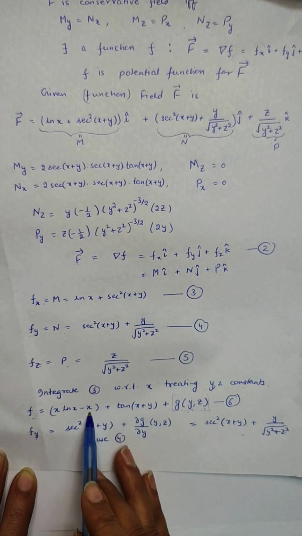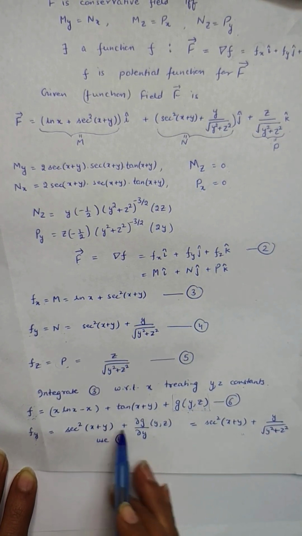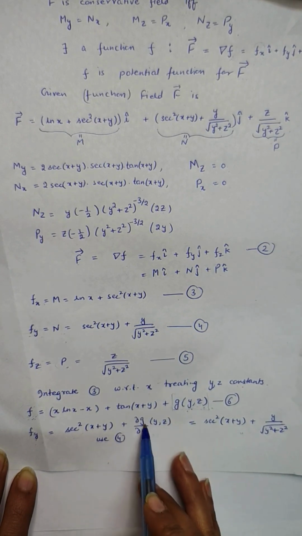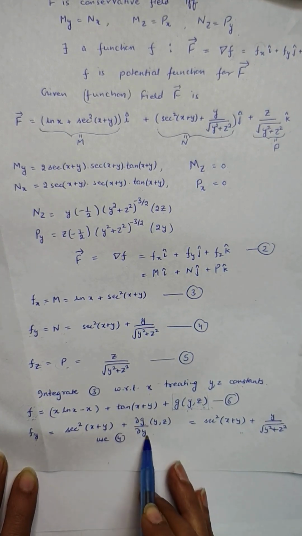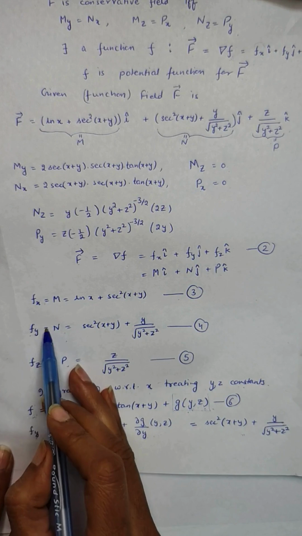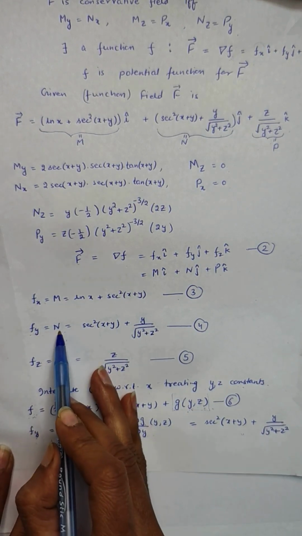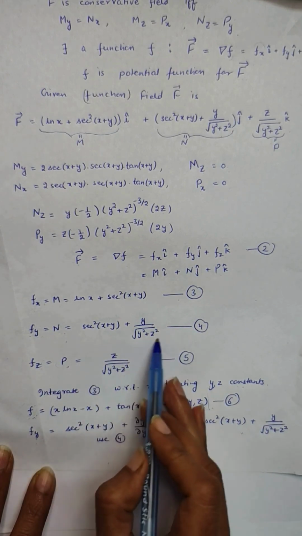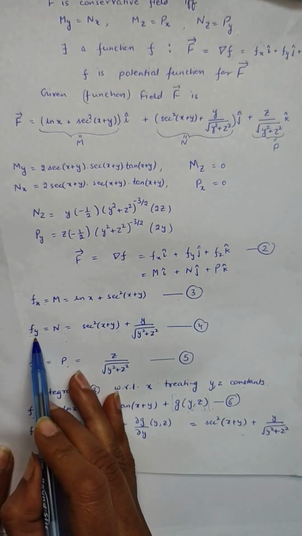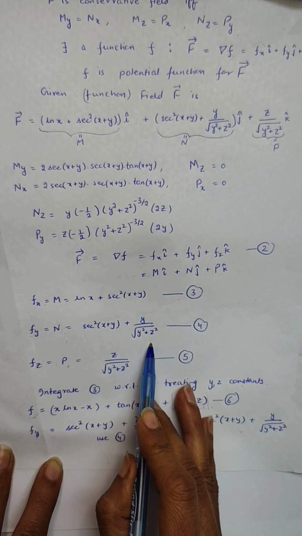So there is no y here, there is y here, so its derivative is secant square x plus y, and then we have the partial derivative of g with respect to y. Now we already have an expression for the partial derivative of the potential function f with respect to y, it's equal to n, right? So we already have one function which is equal to fy. Now these two must be equal.